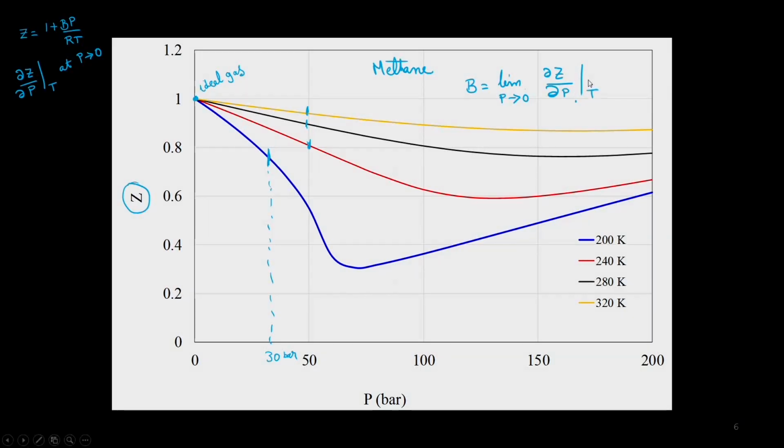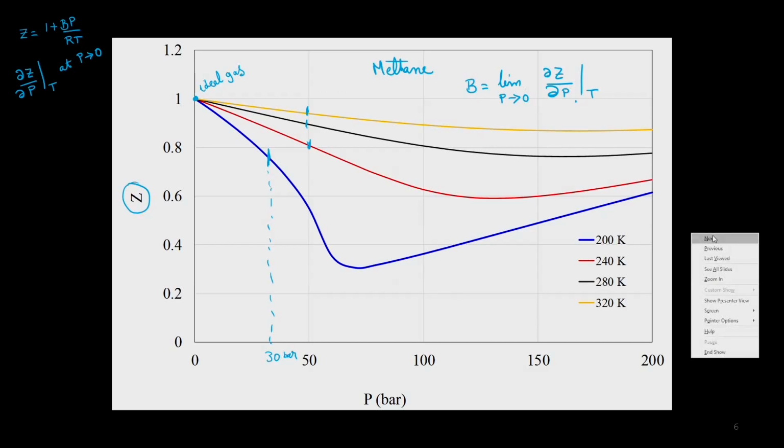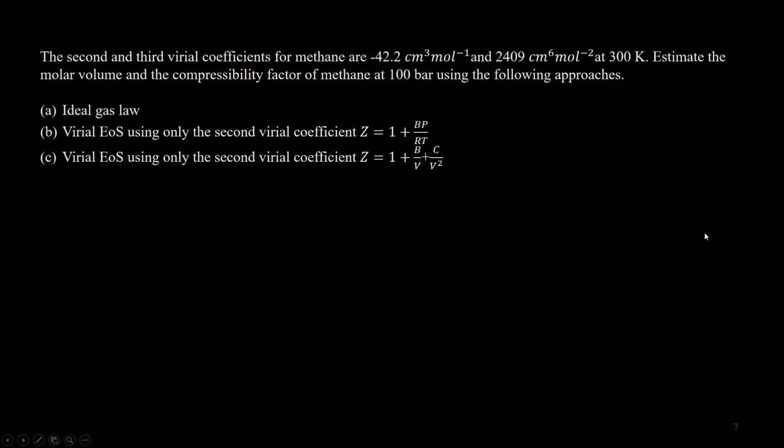Now, let us use these ideas and see if we can solve one quick problem. What we are given is the second and third virial coefficients for methane at 300 Kelvin, and we want to estimate the molar volume and the compressibility factor for methane at 100 bar using the following approaches. First is the ideal gas law, then we want to use only the second virial coefficient, and then we want to use both the second and third virial coefficients.